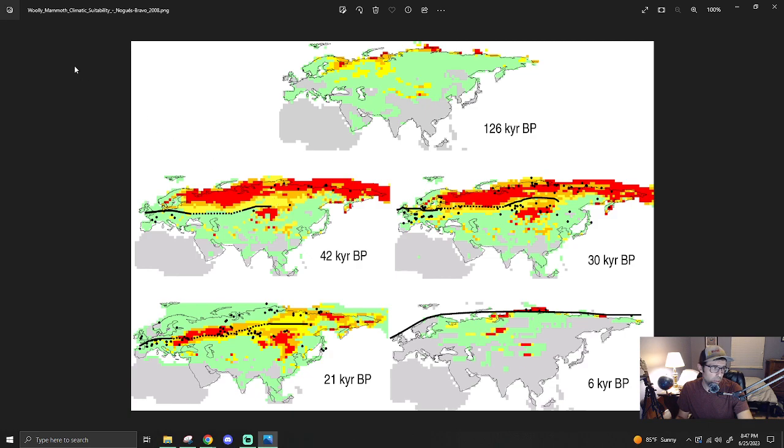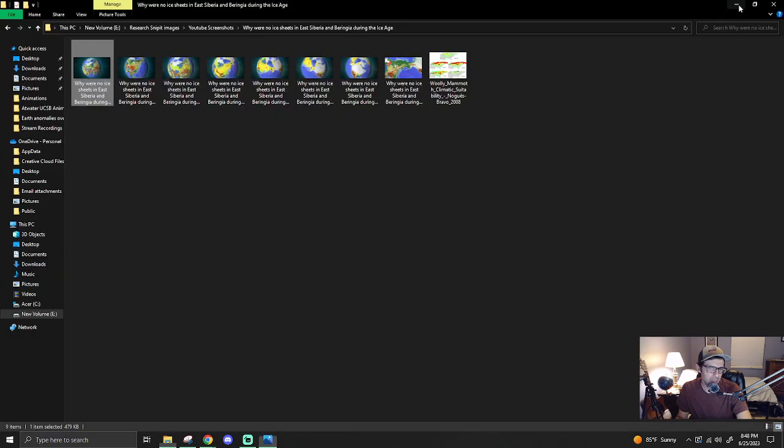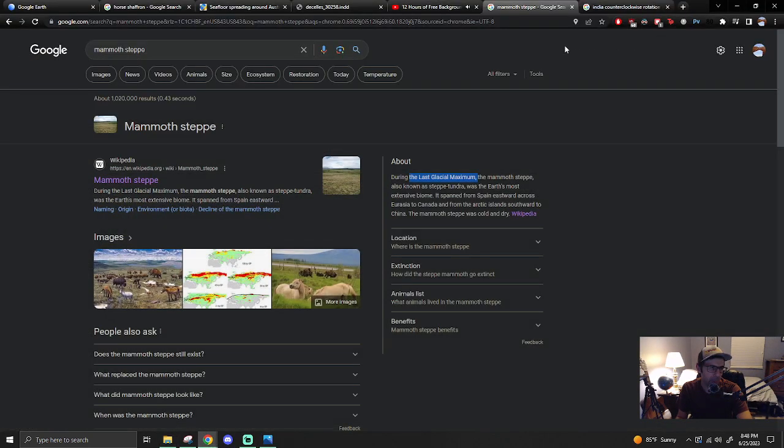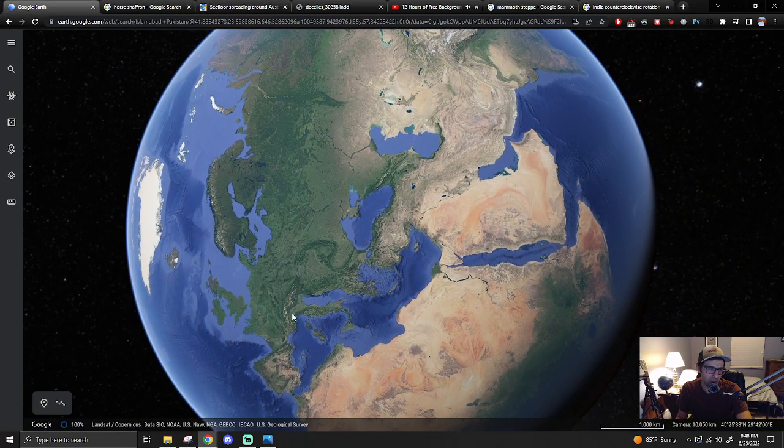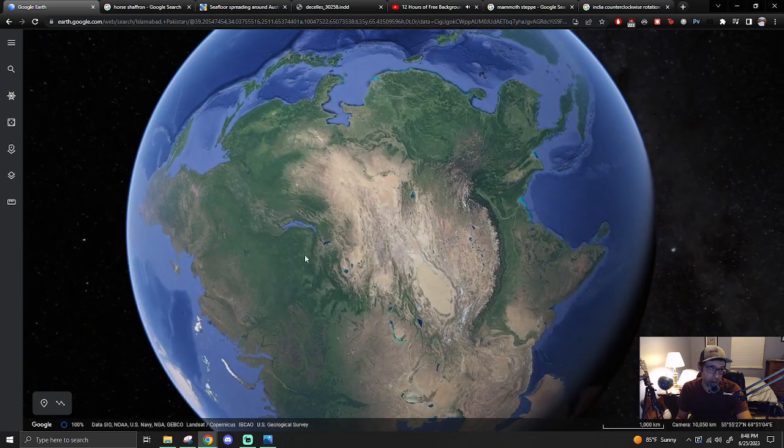So this is from Wikipedia, Mammoth steppe. Okay. So that place is generally like here. Cross this way to generally here.